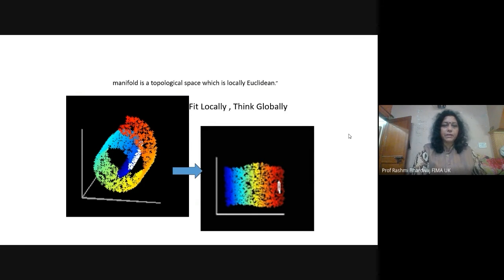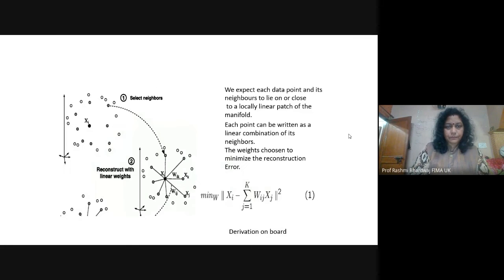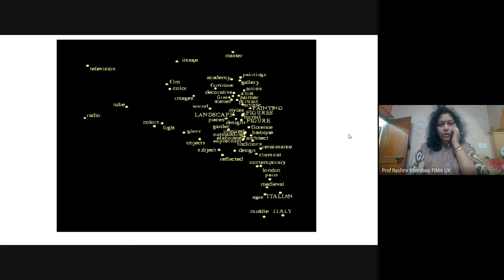So simply, a manifold is a topological space which is locally Euclidean. So always think locally, fit globally, which is normally a pattern also. These are also the distance rules. All these are the distance rules for how to find the different types of structures.